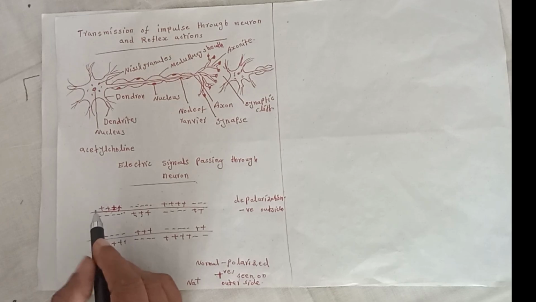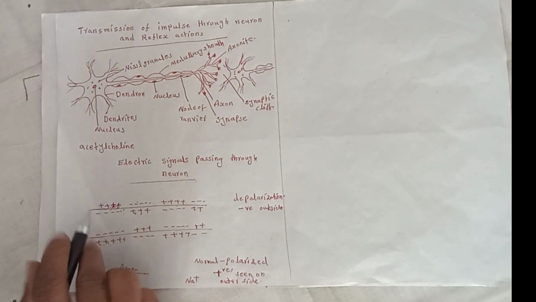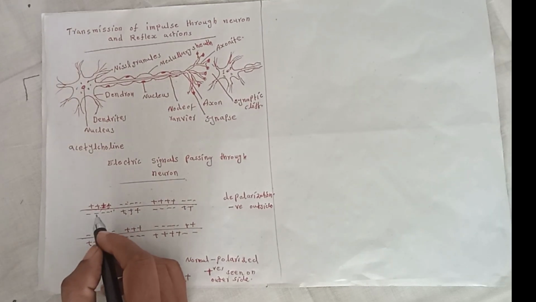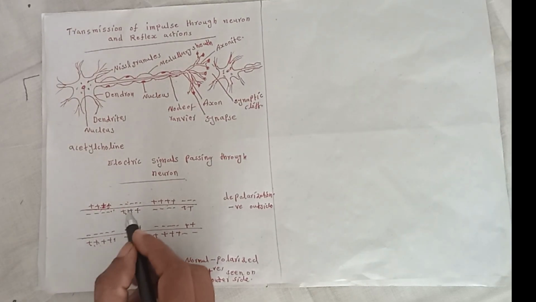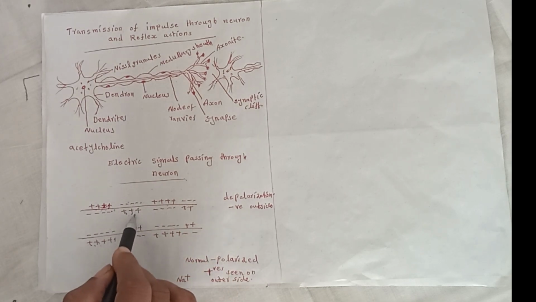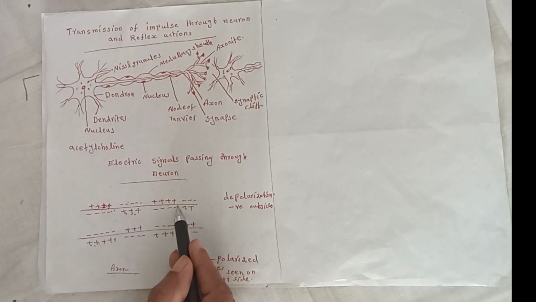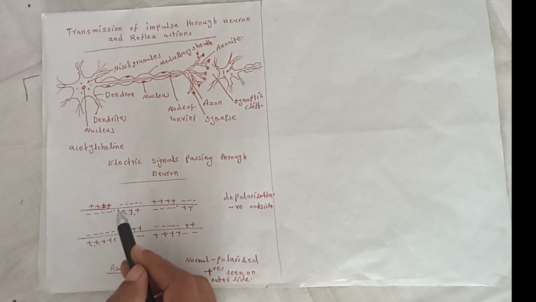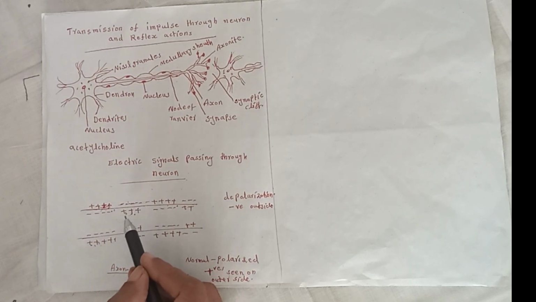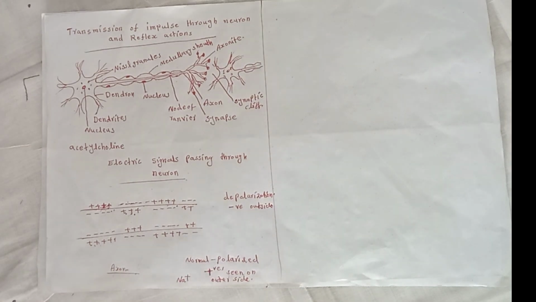That means once the positive charge is on the outside, then if an impulse passes through this area, it becomes depolarized, that means negative charge on the outside and positive charge inside. Then the next area is altered. When the impulse passes to the next area, it again alters its position, positive charge outside and negative charge inside. This process of depolarization and polarization continues through the nerve fiber as the impulse passes through it.